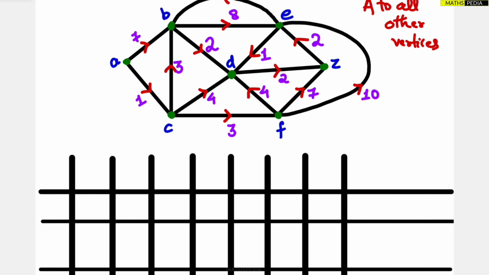So first, we are going to write the vertices in alphabetical order, starting with A, then B, C, D, E, F and Z. It is not necessary to write it, but it's still better to write. Now we have to find the paths from vertex A to the other vertices.